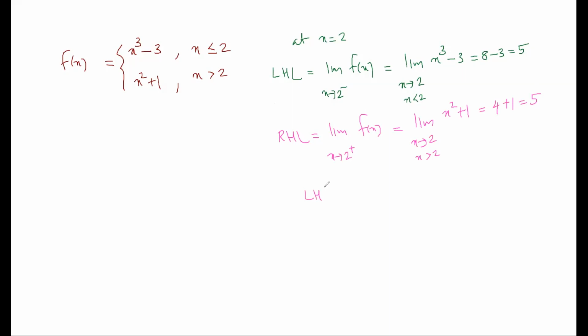So the left hand limit exists, the right hand limit exists, and both are equal. That implies the limit of that function as x approaches 2 is equal to 5. But just because the limit exists, it will not be continuous.